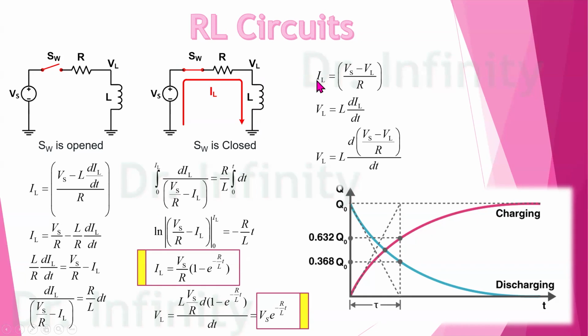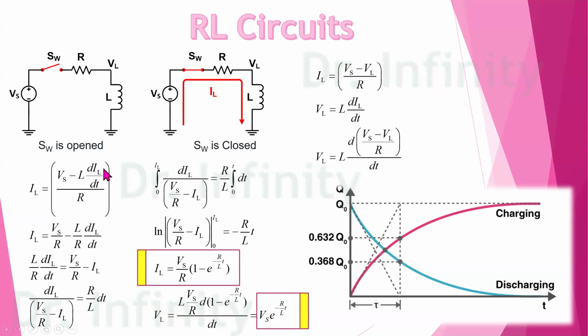So now we can obtain the IL. IL is the difference of Vs and VL divided by R, similar to the previous one. Now here we can apply the condition for the inductor. We know the voltage across the inductor equals L dIL over dt. This is a standard equation, so you can further find it through Google. Then we can add this VL into this one. After that we will have IL equal Vs minus L dIL over dt, divided by R.